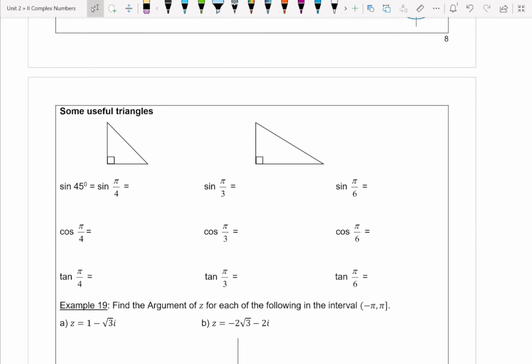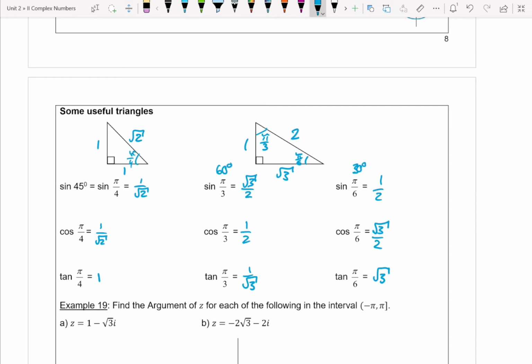So, some useful triangles to look at. Sine of 45 is the same as sine of pi on 4. So, I'm going to quickly go through and fill all these out. Making these triangles, in our first triangle, we've got 45 degrees, which is pi on 4. So that's going to give us 1 on root 2 for both sine of pi on 4 and cosine of pi on 4. And then tan, because it's an isosceles triangle, is going to be 1.